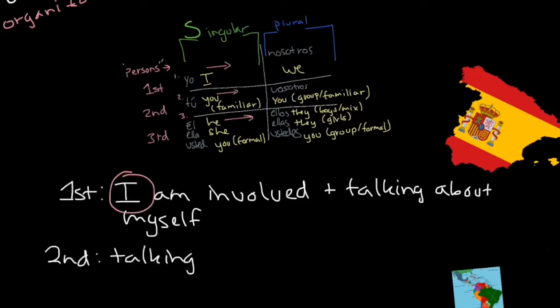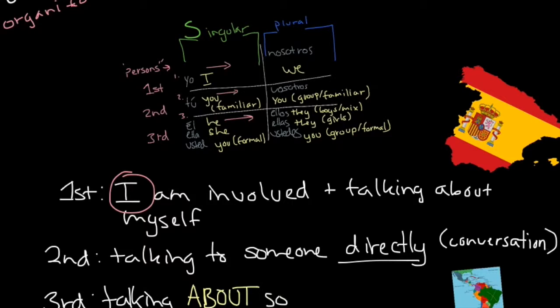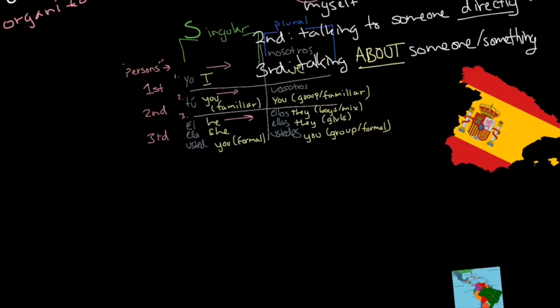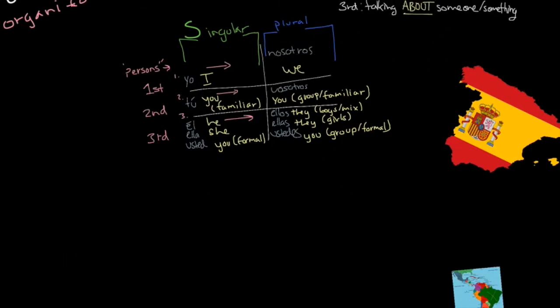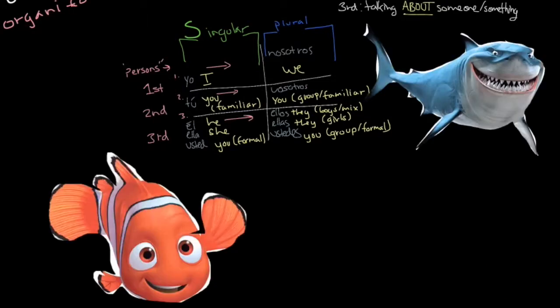Second person, or the second row of the chart, is when you're talking directly to someone or something. You're having a conversation. Third person, on the other hand, is when you're talking about someone or something. They're not actually there, responding to you. So keeping that in mind, let's talk about how to go about picking this out.